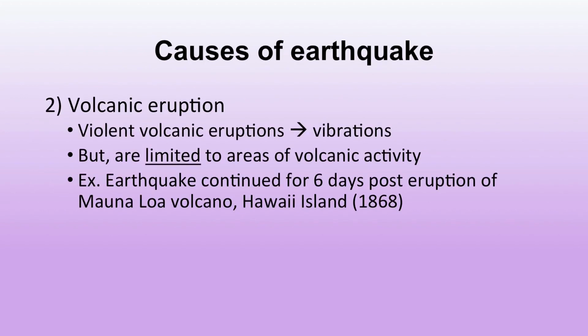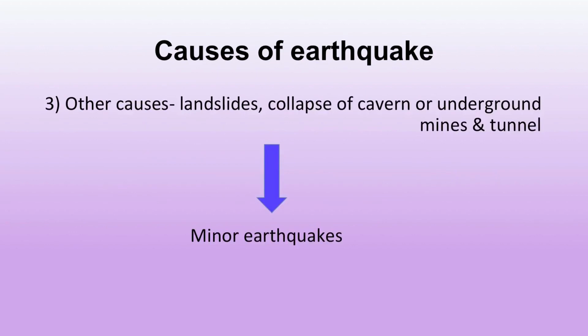Now, another cause of earthquake is volcanic eruption. Violent volcanic eruptions result in vibrations but are limited to areas of volcanic activity only. An example is the earthquake that continued for 6 days after the eruption of Mauna Loa volcano in Hawaii Island in 1868. Another cause of earthquake is landslide, collapse of caverns or caves, or underground mines and tunnels. These are the factors that cause minor earthquakes.